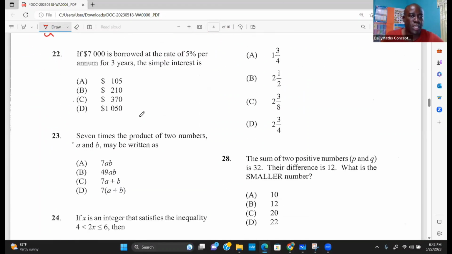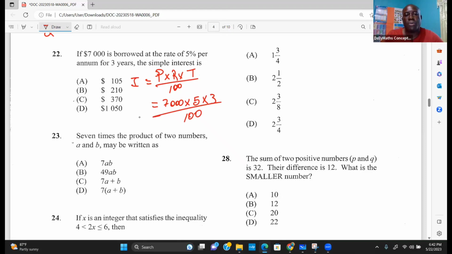$7,000 is borrowed at a rate of 5% per annum. Simple interest, 3 years. All right, so you can work this out formula-wise. Interest is equal to P times R times T over 100. P times R times T over 100.